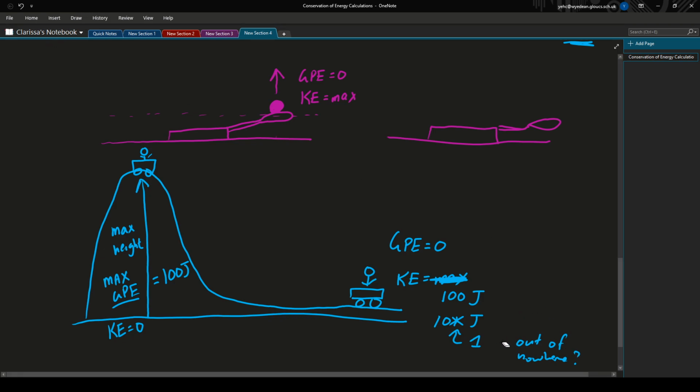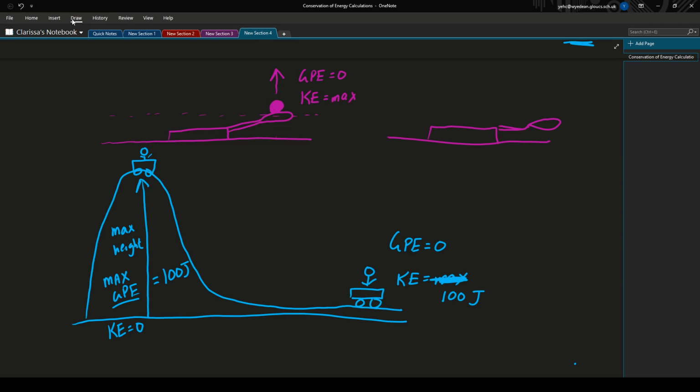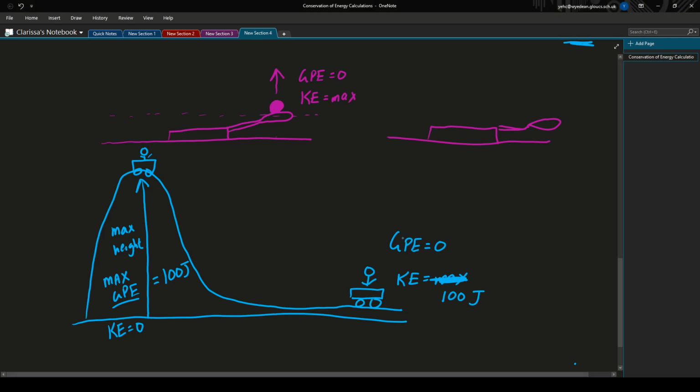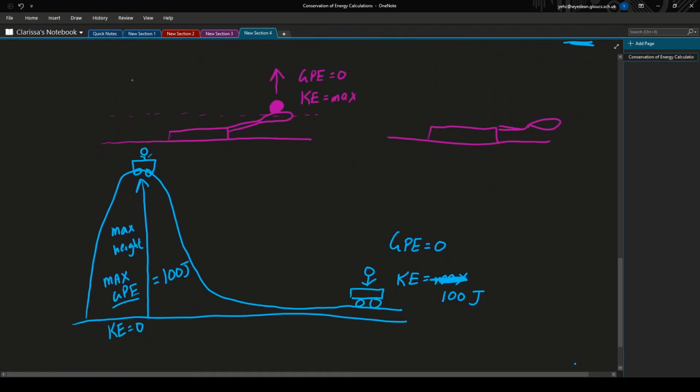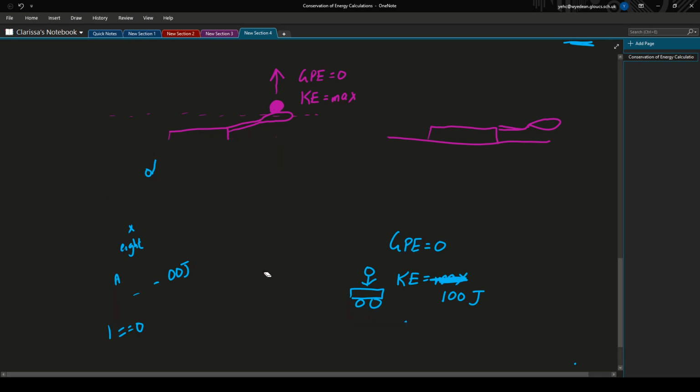The conservation of energy basically says that whatever energy something has lost, another energy store must have gained that same amount of energy. That is the law of conservation of energy. So this is how we apply it to calculations. Back to our catapult example then. Okay. I'm going to need to rub some of this out, so that we have room just underneath our question.